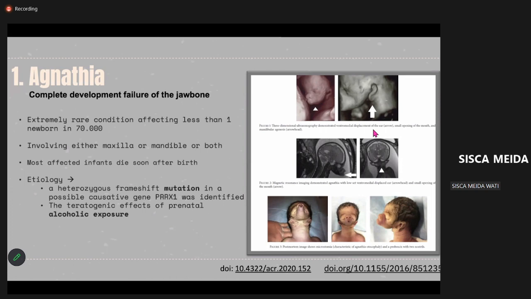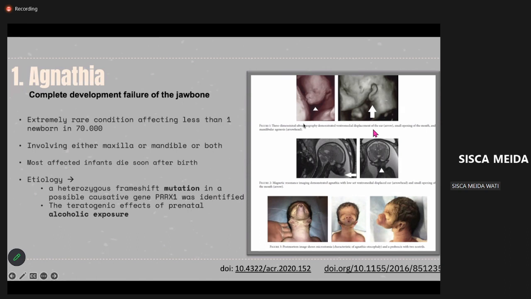And actually, this condition can be detected since in the womb through ultrasonography, both 3-dimensional or just the conventional one, and it becomes more clear using MRI. So the etiology of agnathia is mutations in PRX1 genes, and some scientists also mention the effect of alcohol exposure in this condition.